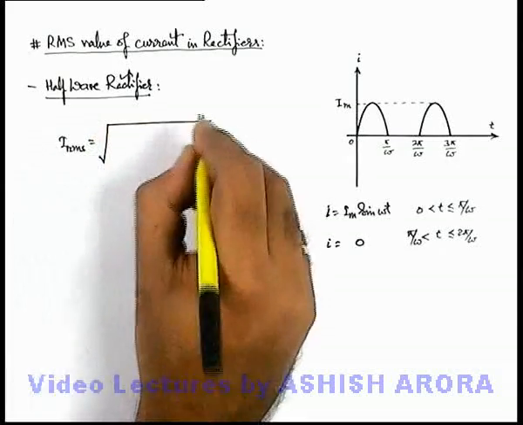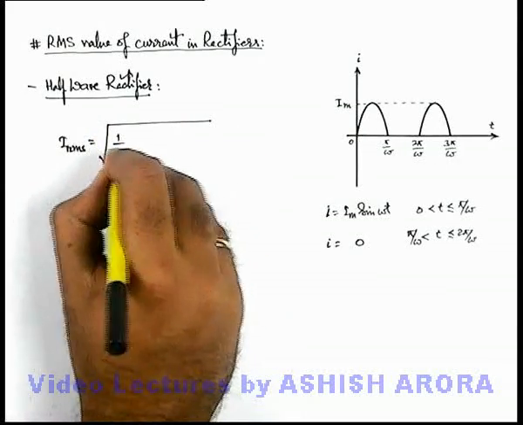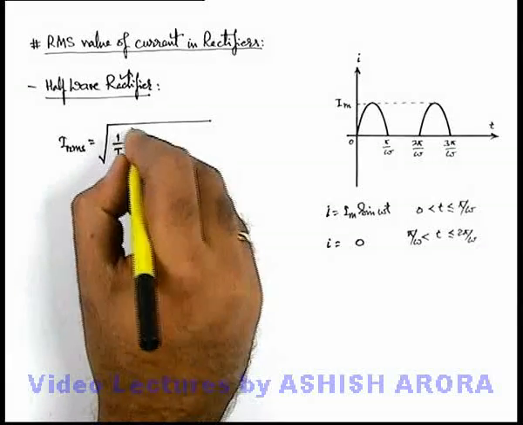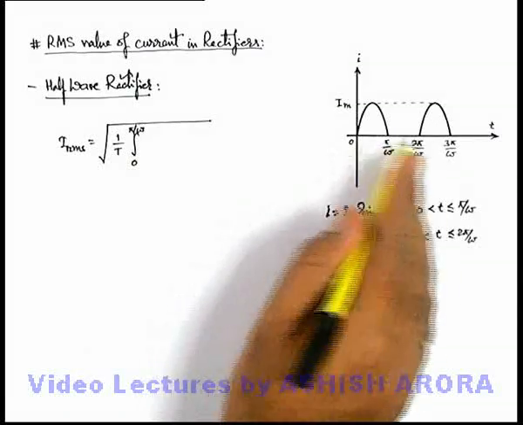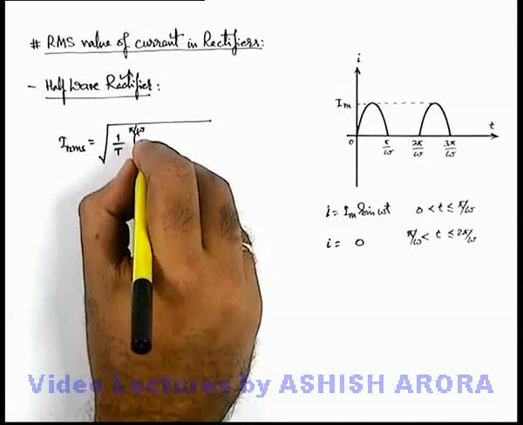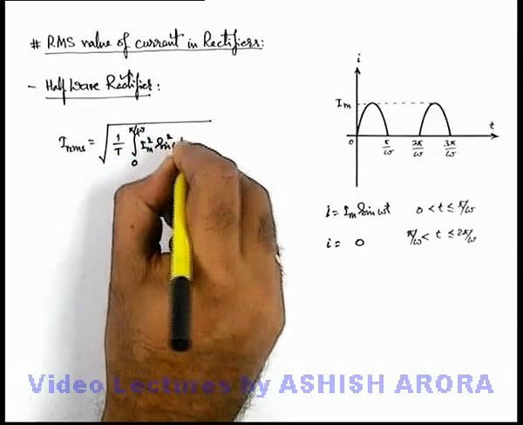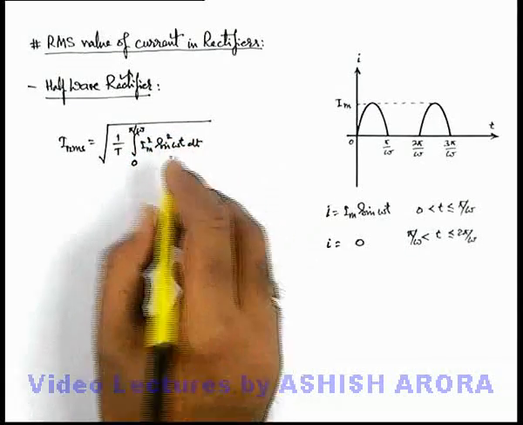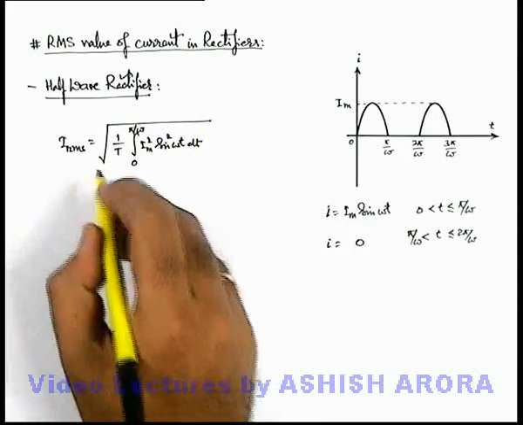Now in this situation, we can calculate the value of RMS current, which is given by the expression you already studied in the case of time varying currents. This will be the square root of 1 by T integration from 0 to T. Here we will integrate only up to pi by omega, because no current exists from pi by omega to 2 pi by omega. This will be Im square sin square omega t dt. So first we are calculating the average of the square of current and then taking its root.